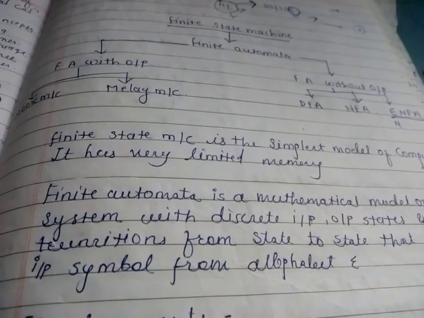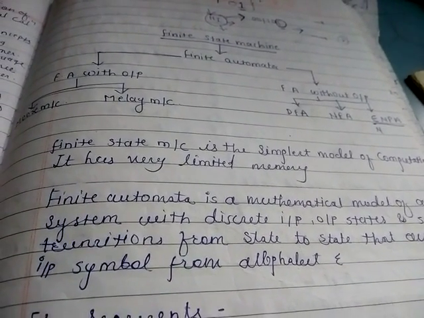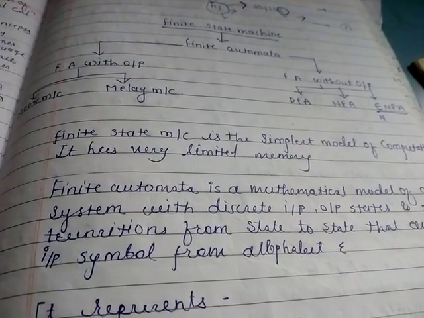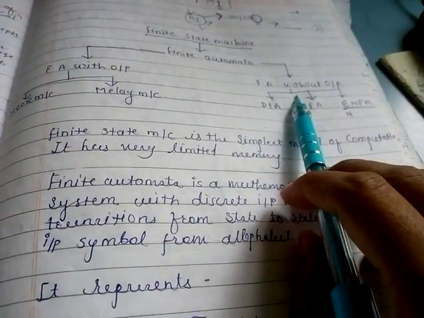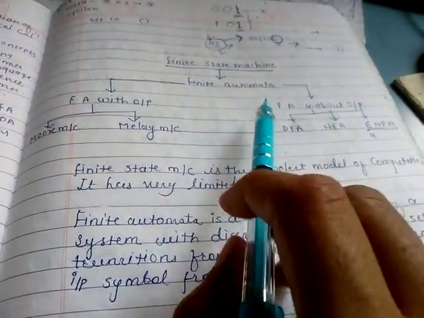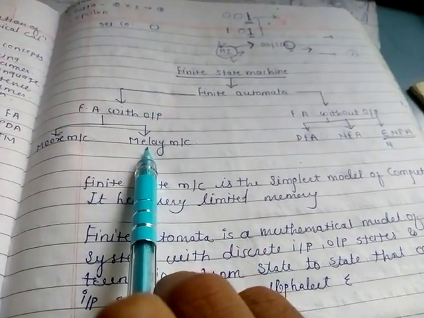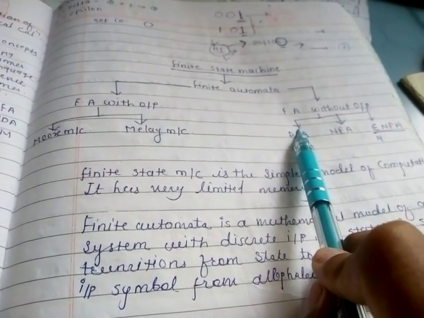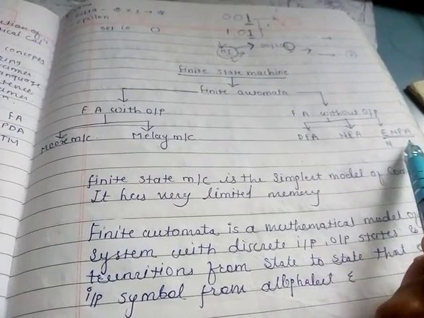Today I am going to teach you the concept of the Moore machine. Before that, we will see what finite automata are and how they can be divided into different forms. Finite automata are divided into finite automata with output and finite automata without output. In finite automata with output, the Moore machine and Mealy machine are present, and in finite automata without output, deterministic finite automata, non-deterministic finite automata, and epsilon NFA are present.